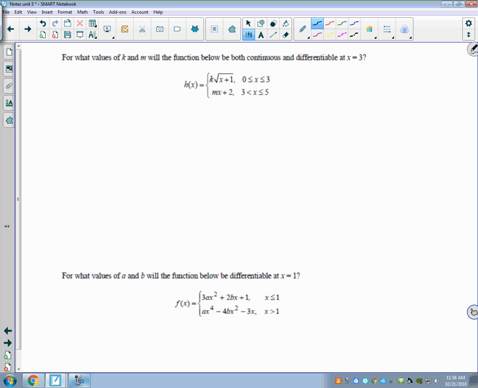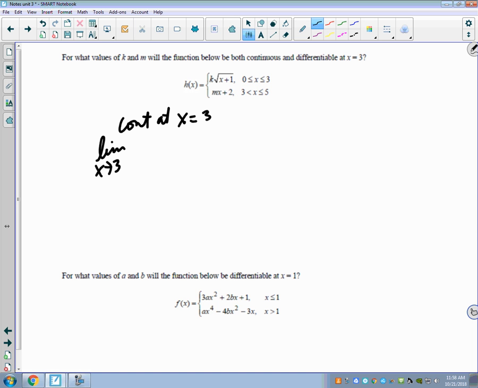So this is more like a question that I've seen on, oh my gosh, on the AP exam. It says, for what values of k and m will the function be both continuous and differentiable? And so we've done this before for continuity, but now we're adding in that it's differentiable. So again, what are we checking?